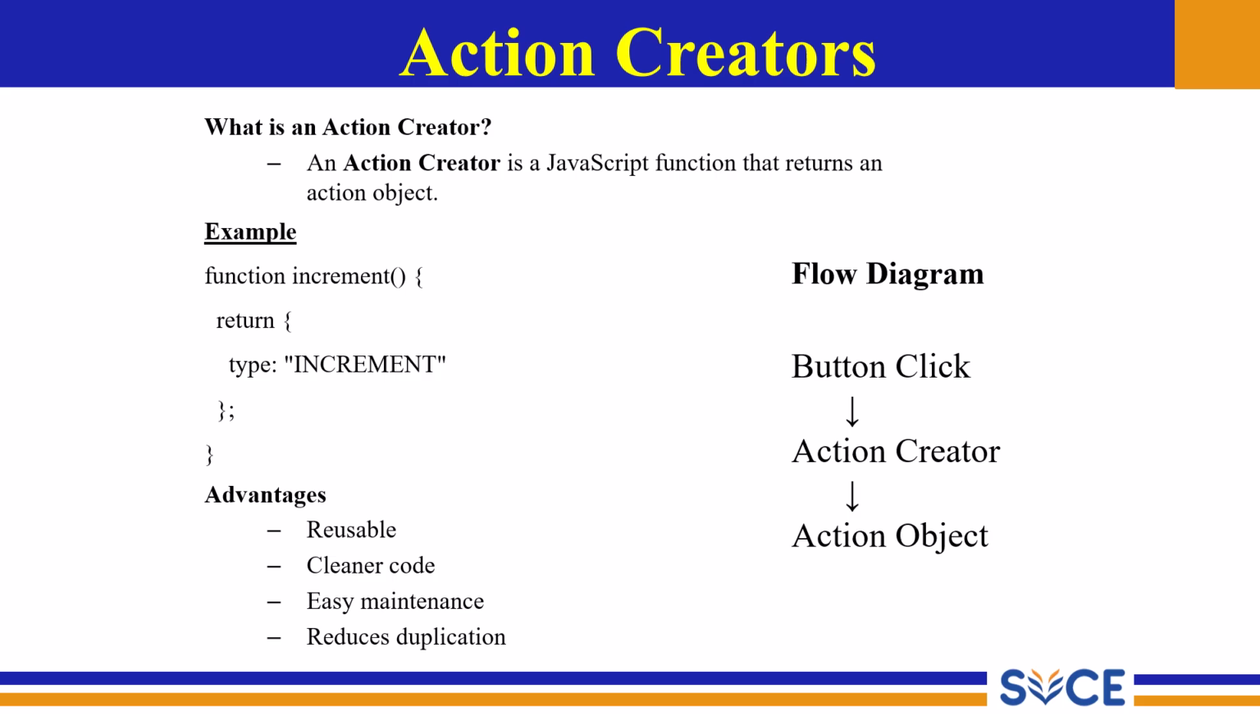Advantages include reusable code, less duplication, easy maintenance, and cleaner applications. Suppose your application has 50 buttons. Instead of writing type as login 50 times, you simply call the login user function. That's why action creators improve software quality. The flow diagram shows clicking on the button, then the action creator, and then the action object.